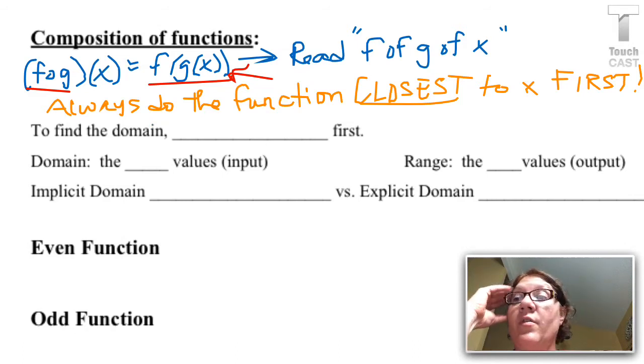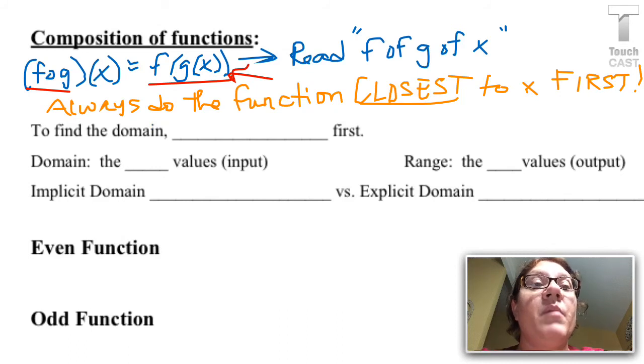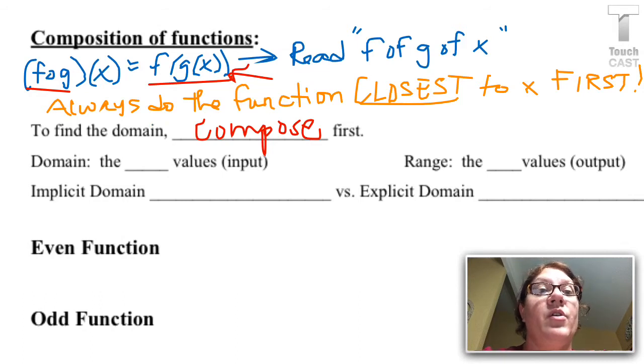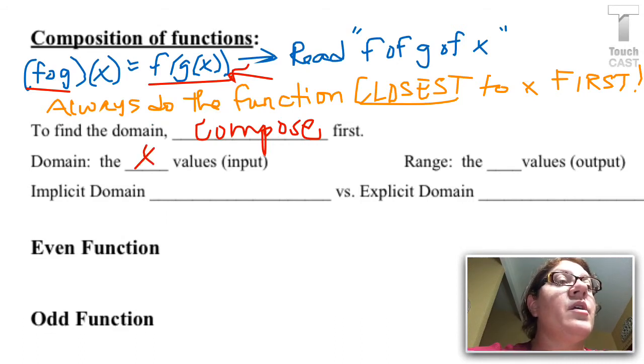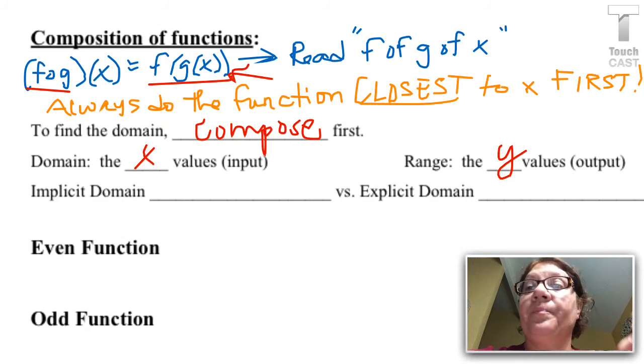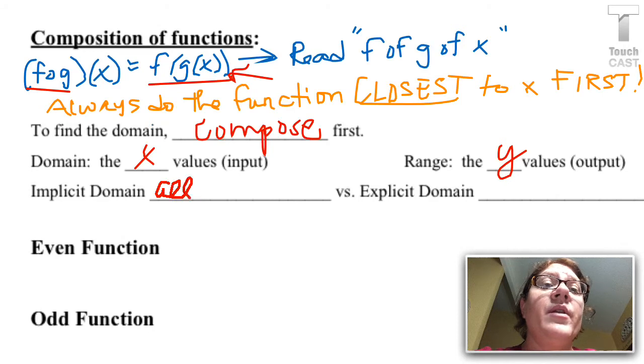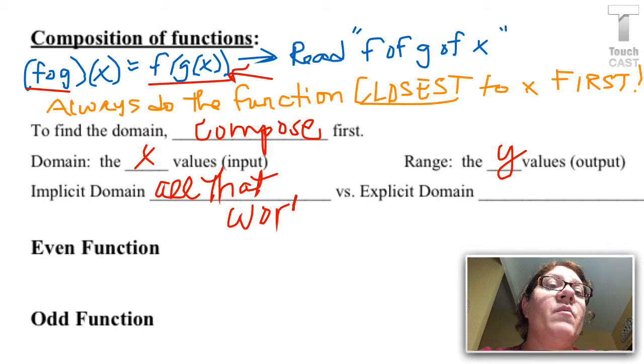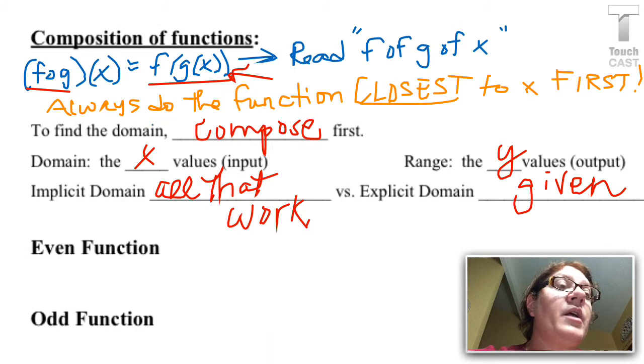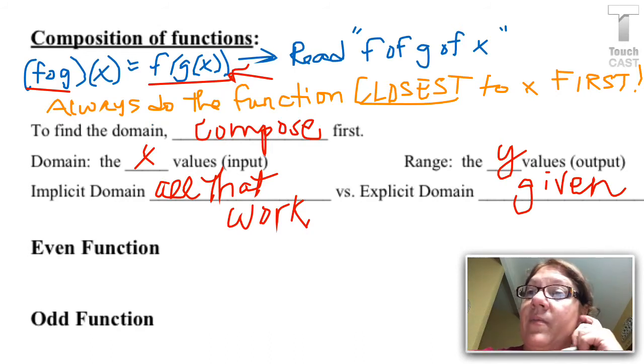Now, when I'm trying to find the domain of a composition, I must compose first. So I have to find what the new function is. And of course, the domain is nothing more than the x values, and the range is nothing more than the y values. And when we talk about implicit domain, those are all the ones that work, versus the explicit domain is the ones that were given. So sometimes it'll actually tell us what values we're allowed to use for x.